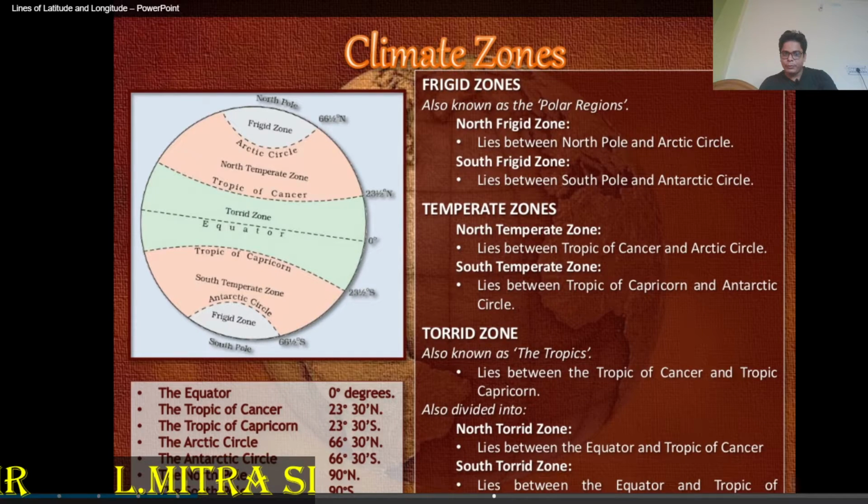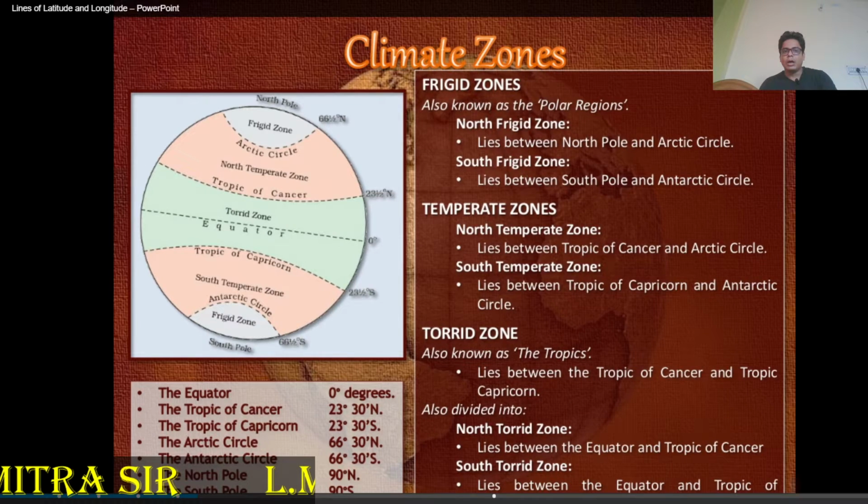That means 23.5 degrees north to 66.5 degrees north is the northern temperate zone, and 23.5 degrees south to 66.5 degrees south is the south temperate zone. This you have to always memorize.